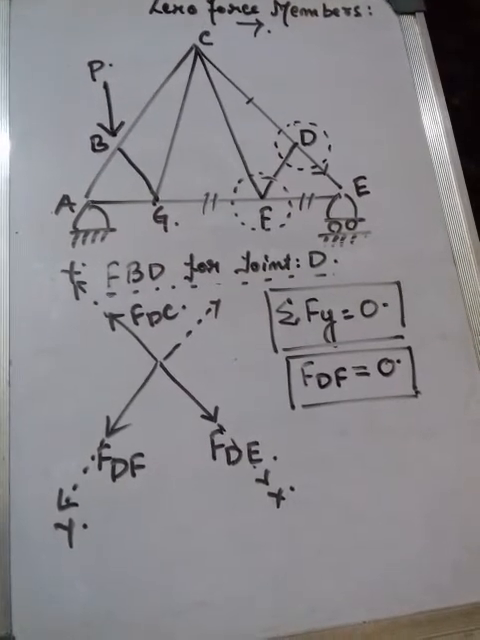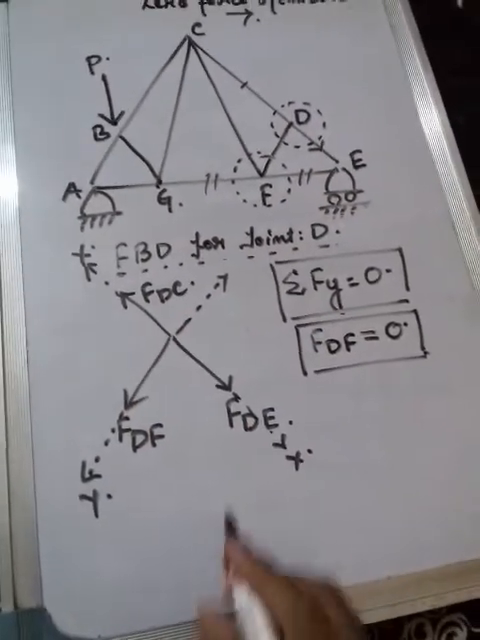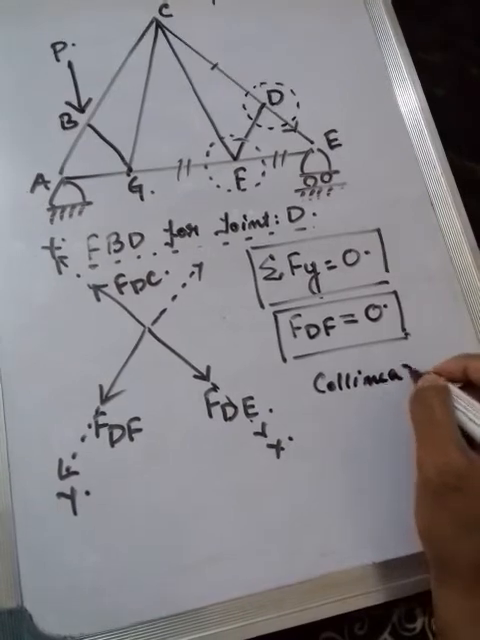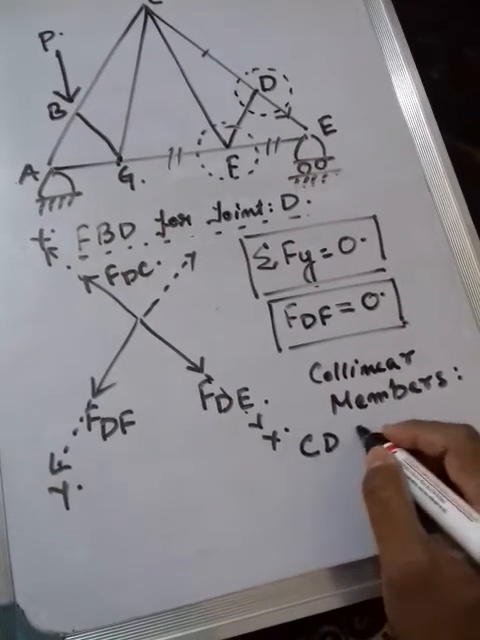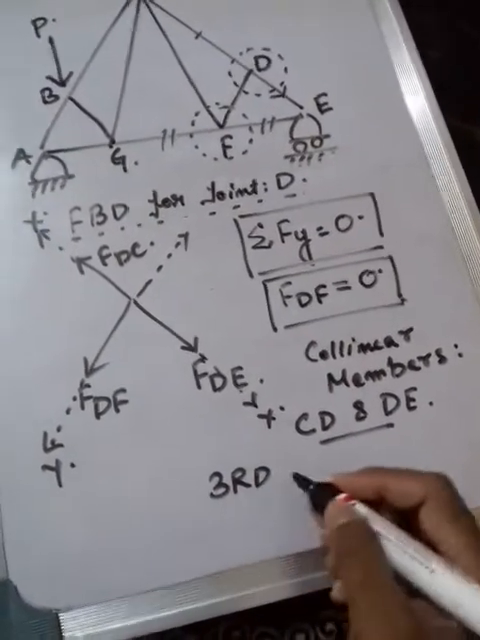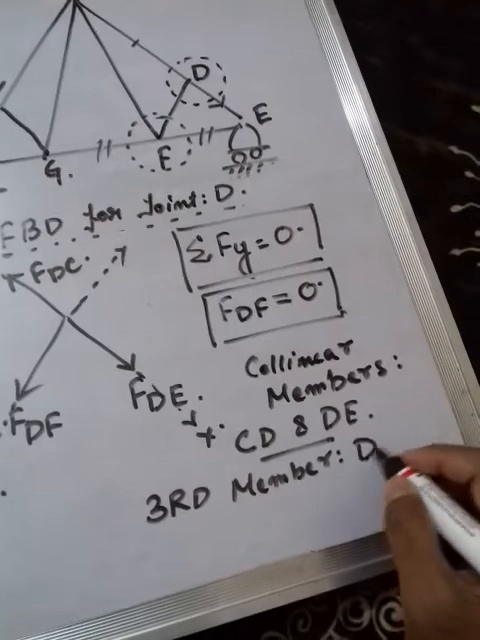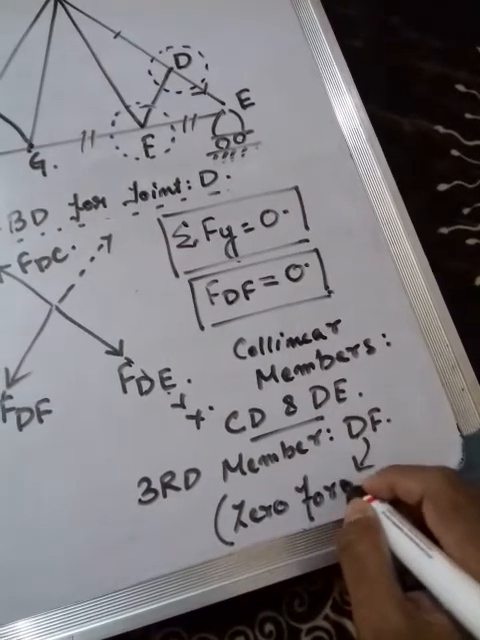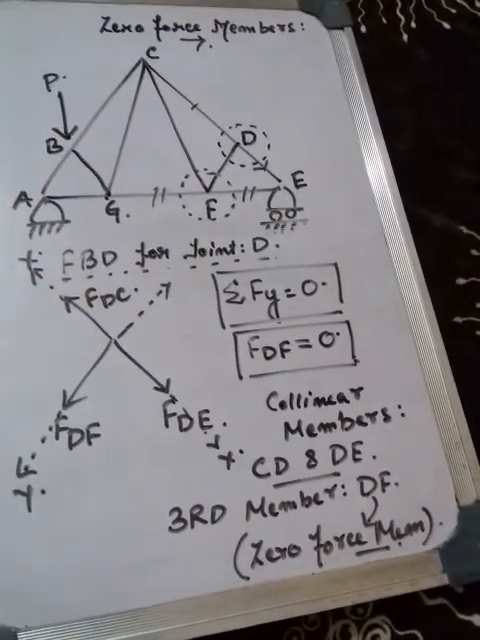Now we take the next joint, that is F. What you can infer from here is that if there are two collinear members, like I have said already, CD and DE, then the third member, which is DF, will be a zero force member. DF will be a zero force member.